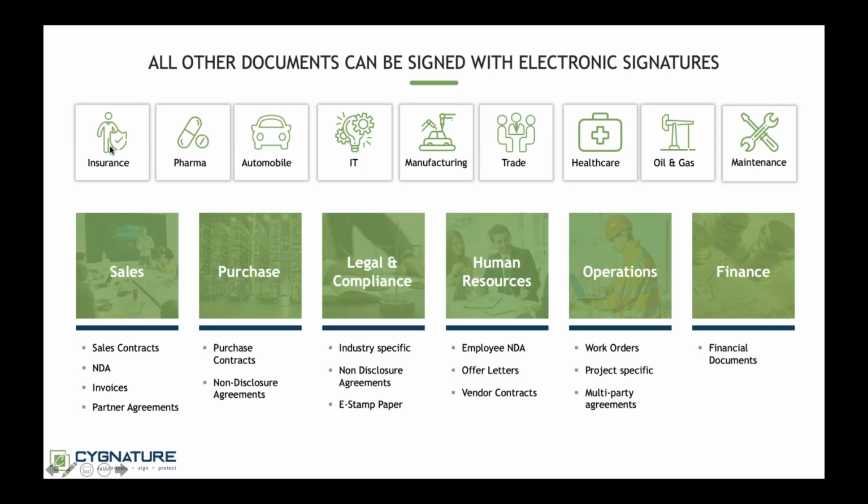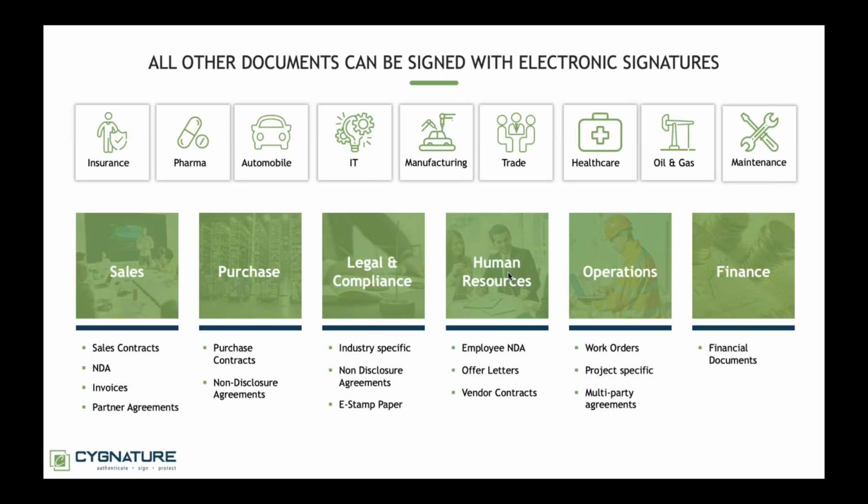So these are all the business functions, and these are all the industries. Talking about these functions, we have so many things to sign. We have sales contracts, POs, NDAs, invoices. In the legal function, we have industry specific documents and e-stamp paper. In human resources, there's a lot of documentation which takes place. Right from the day the person joins to the day the person leaves the company, too many documents are signed, too many files are kept and everything.